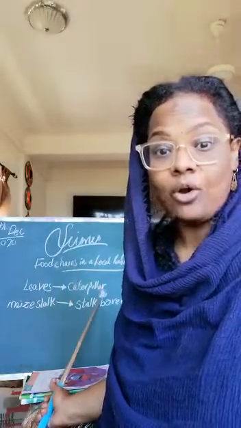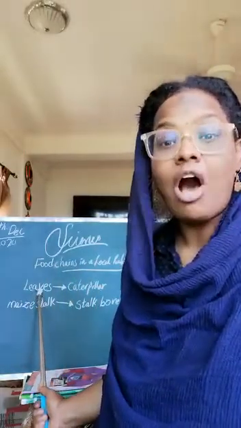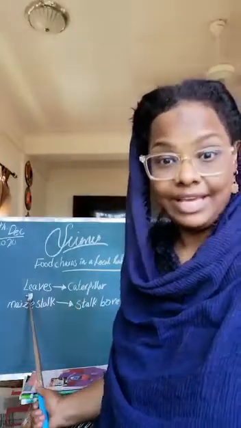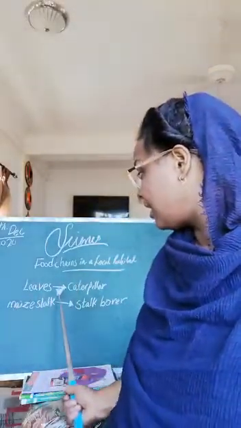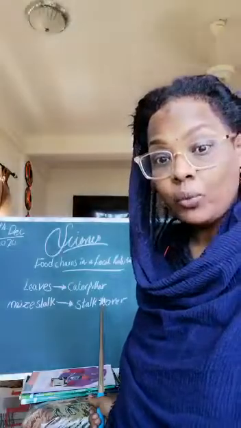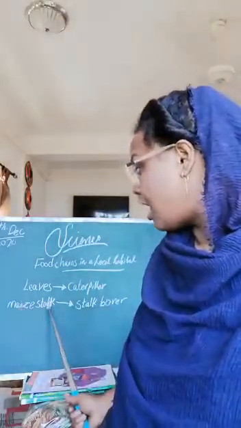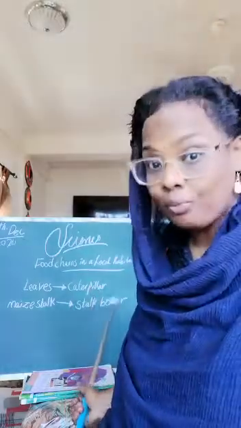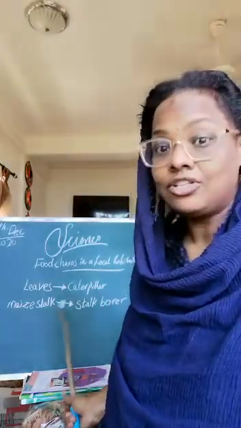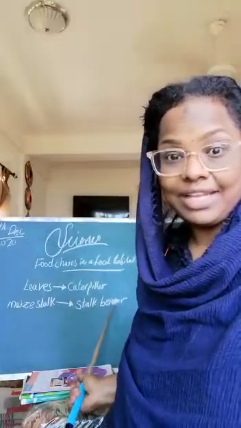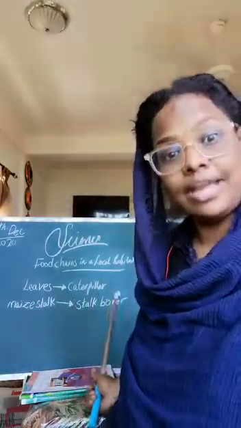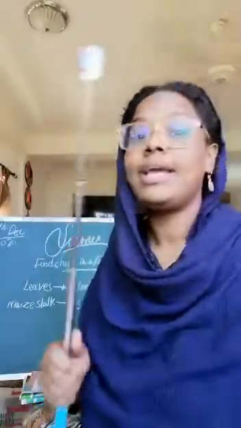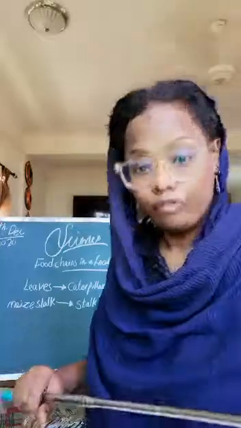We have leaves, arrow, caterpillar. That means the leaves are eaten by the caterpillars. Here also we have the maize stalk, arrow, and the stalk borer, which means the maize stalks are eaten by the stalk borer. So we depict the feeding relationship, or the food chain, as follows: the name of the living thing, an arrow, then the name of the other living thing. This arrow means the first one is food for the second one.